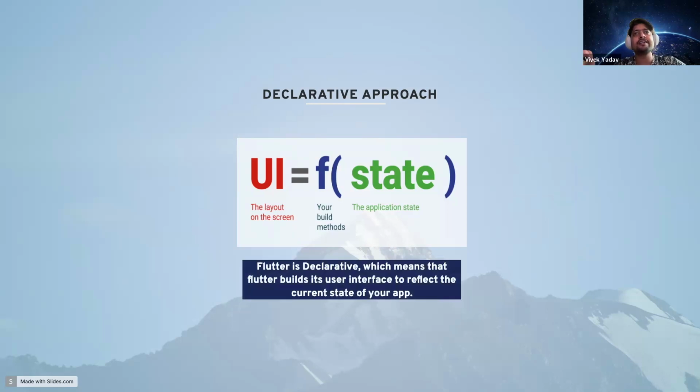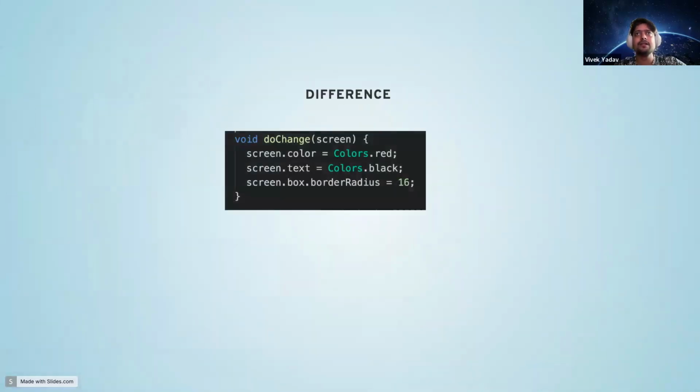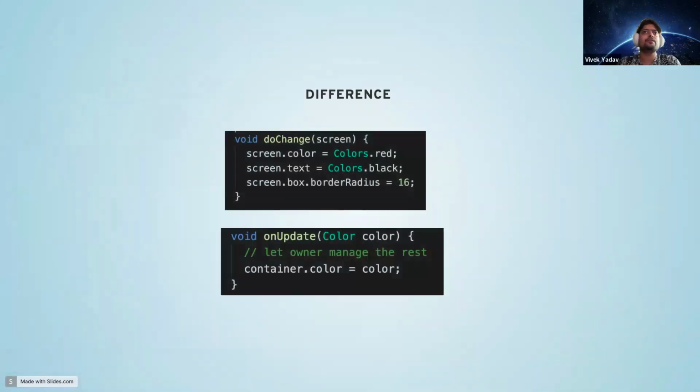So yeah, Flutter is declarative, which means Flutter builds its user interface to reflect the current state of the app. Okay. What is the difference? The first one which you see here, which is do change, right? So this is the imperative approach. I just said, hey, do the change. I just passed overall stuff that, okay, take this stuff and do the changes. So basically I'm just telling him to do the change.